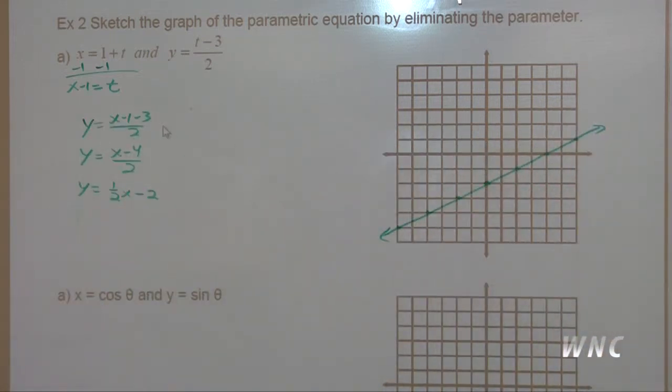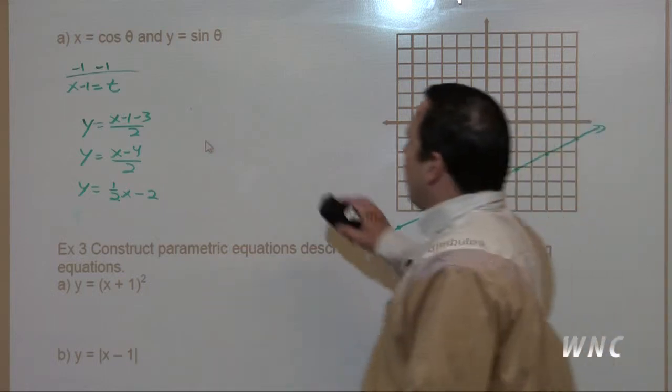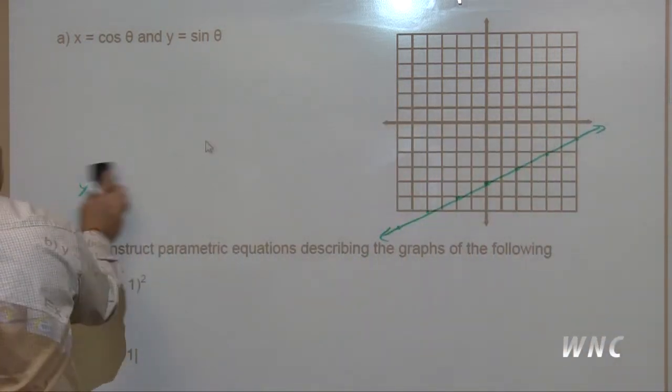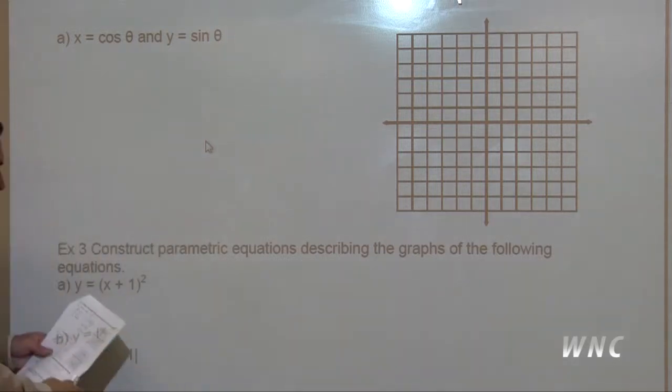And feel free to pause that. I'm going to scroll this up. So the next one we have x equals cosine theta and y equals sine theta. What would this one look like?